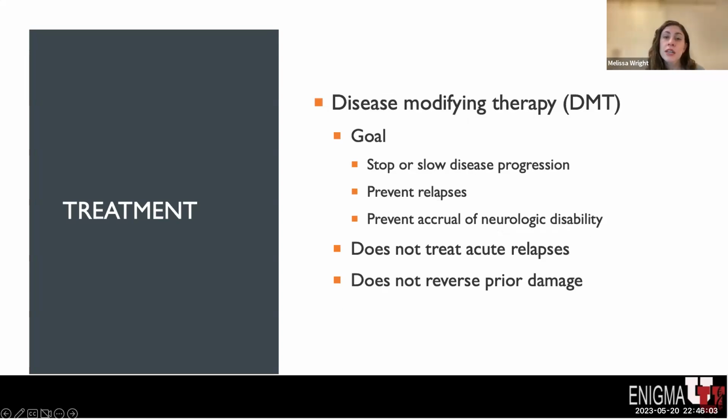The second thing we think about is disease-modifying therapy. After a patient is diagnosed with multiple sclerosis, we have discussions about which disease-modifying therapy to start a patient on. The goal of disease-modifying therapy is to stop and slow the progression of disease. Additionally, it's to prevent further relapses and thus prevent accrual of neurologic disability. This does not treat acute relapses, and it does not reverse prior damage. However, as I mentioned, the goal is to prevent further damage from occurring. So this is an essential part of treatment.